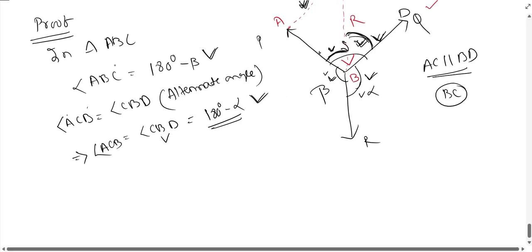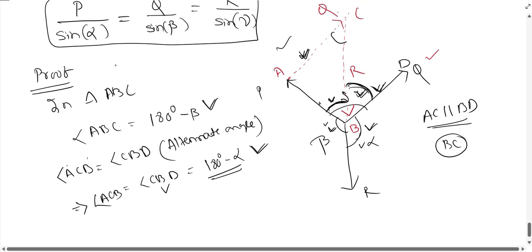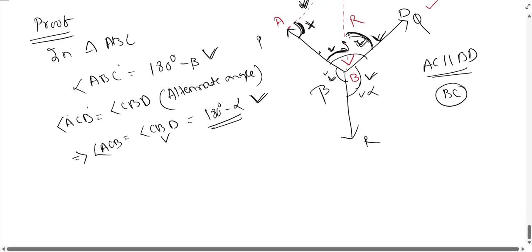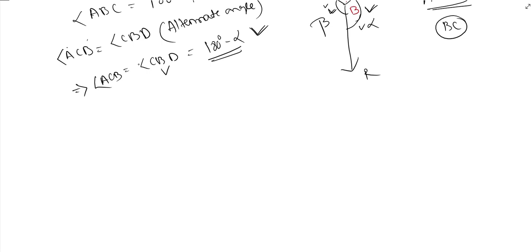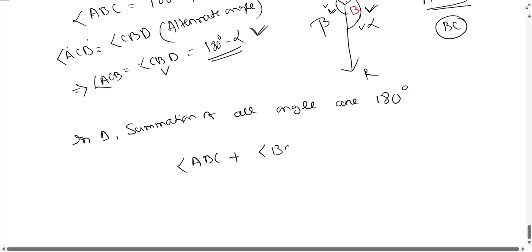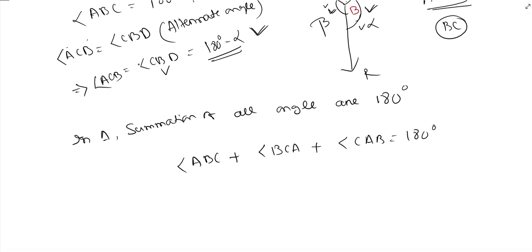Then in triangle, the remaining angle is angle CAB. ये एंगल कैलकुलेट करना है, ओके, ये एंगल कैलकुलेट करना है मीन्स we know in triangle summation of all angle are 180 degree. That means angle ABC plus angle BCA plus angle CAB equal to 180 degree.